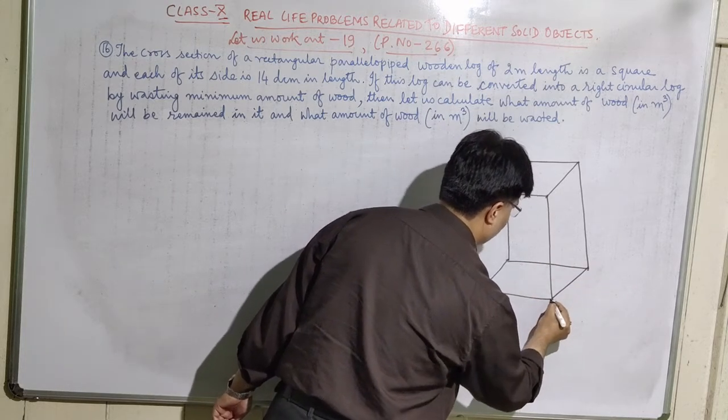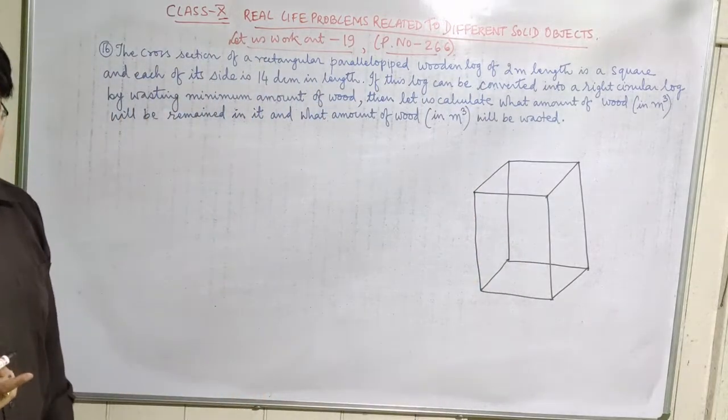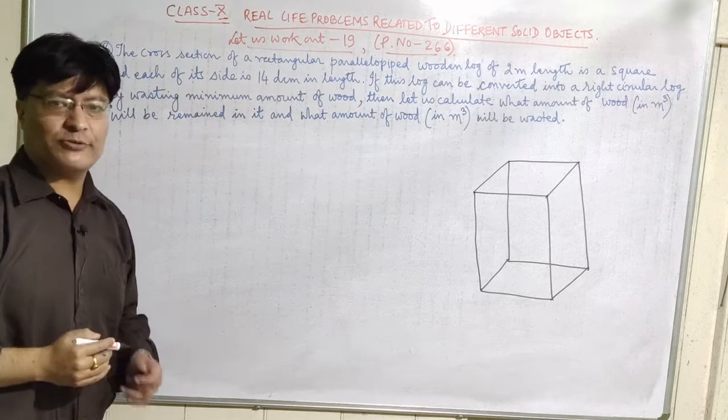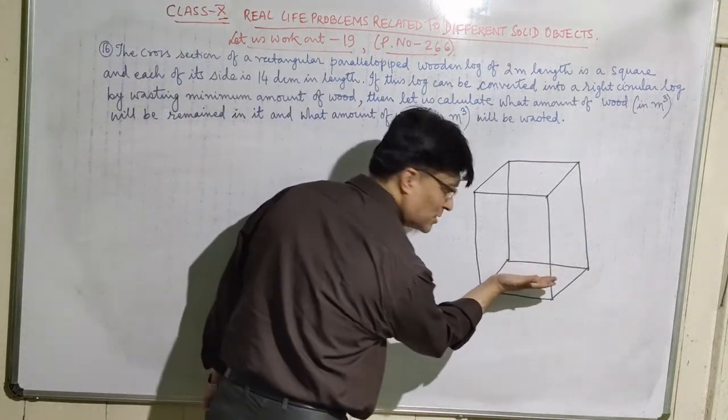So this is a rectangular parallelepiped and the cross section of this rectangular parallelepiped is a square. That means here the base is a square.